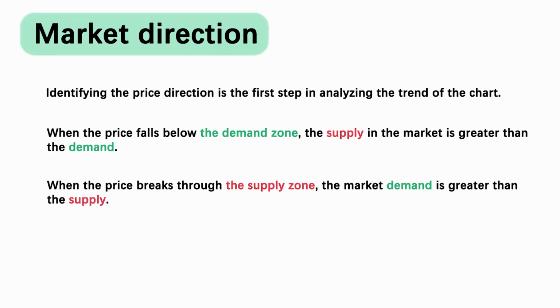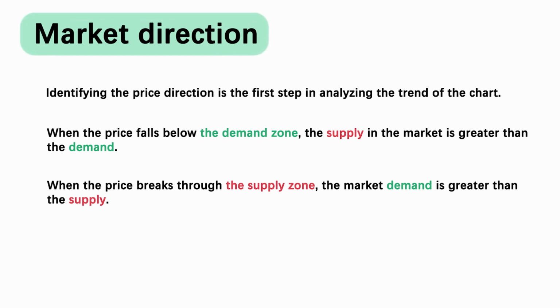The third concept of smart money is the direction of the market. We must determine whether the bulls or bears have the dominant advantage to find the most likely trading direction. Identifying the direction of the price is the first step in analyzing the trend of the chart, so that we can always pursue the maximum trading success rate in the direction of high probability. How does it work from the perspective of the concept of smart money?